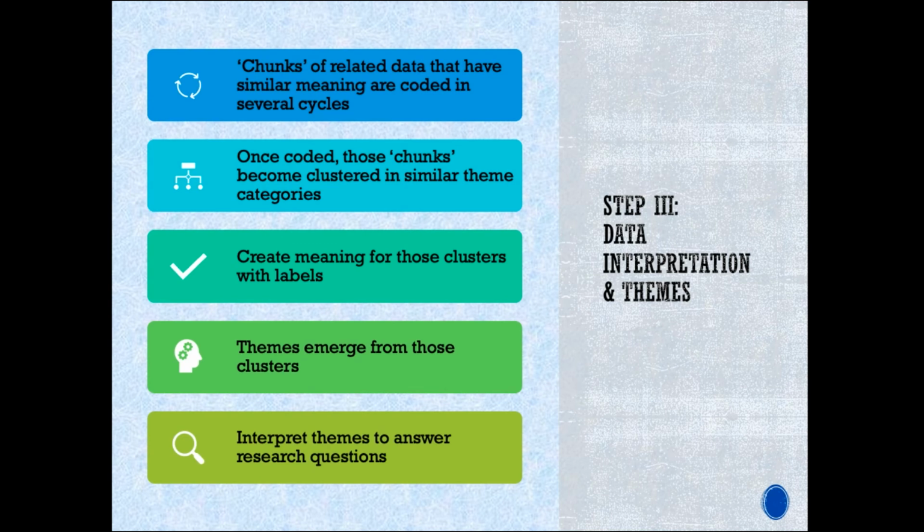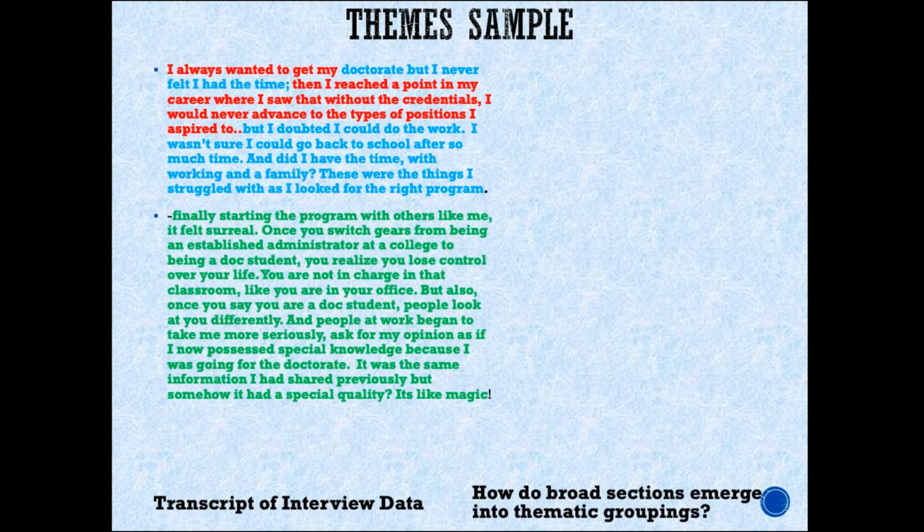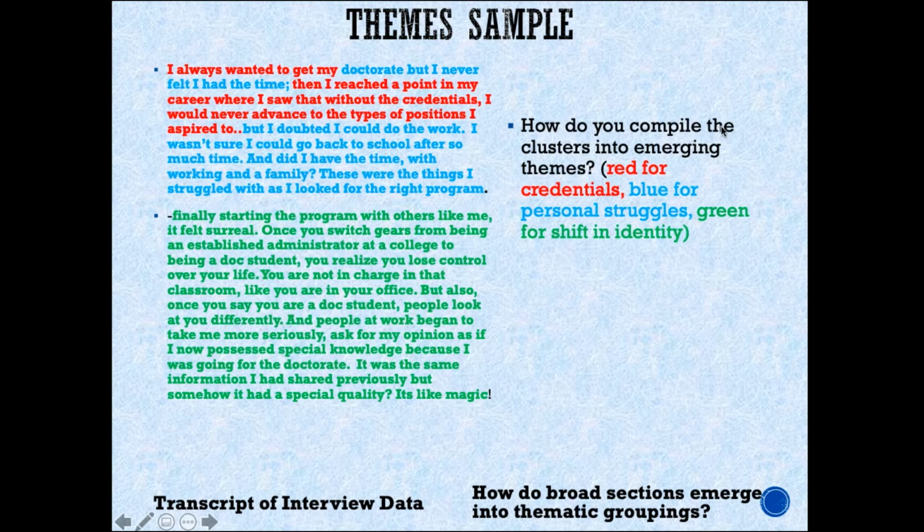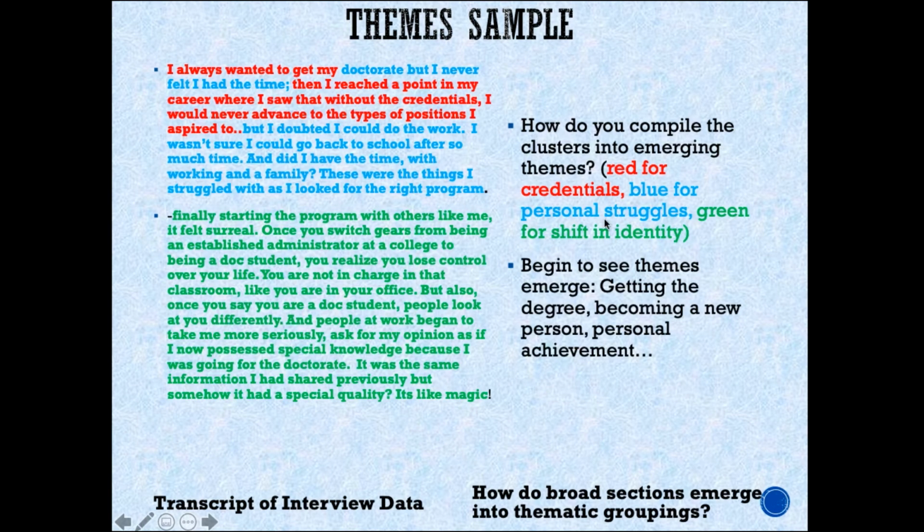Then we go to the third step, data interpretation and themes. Chunks of related data that have similar meaning are coded in several cycles. Once coded, those chunks become clustered in similar themes or categories. So we create meaning of those clusters with labels. Themes emerge from those clusters, and we interpret themes to answer the research questions. Here is an example, again the same example. How do you compile the clusters into emerging themes? Red for credential, blue for personal struggle, and green for shift in identity. So you begin to see the themes emerge: getting the degree, becoming a new person, and a personal achievement.